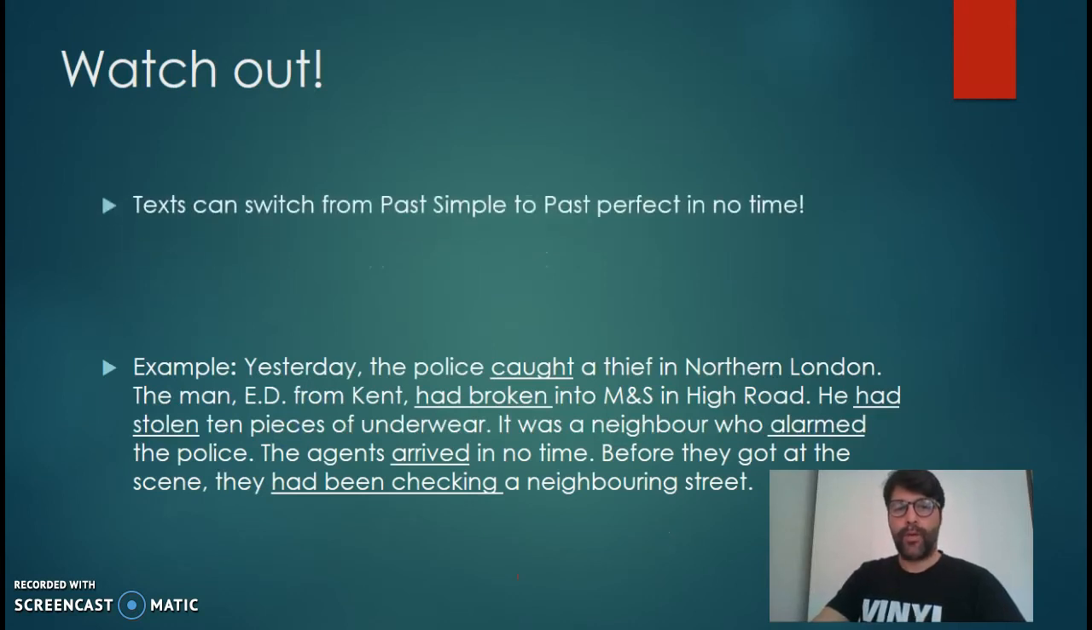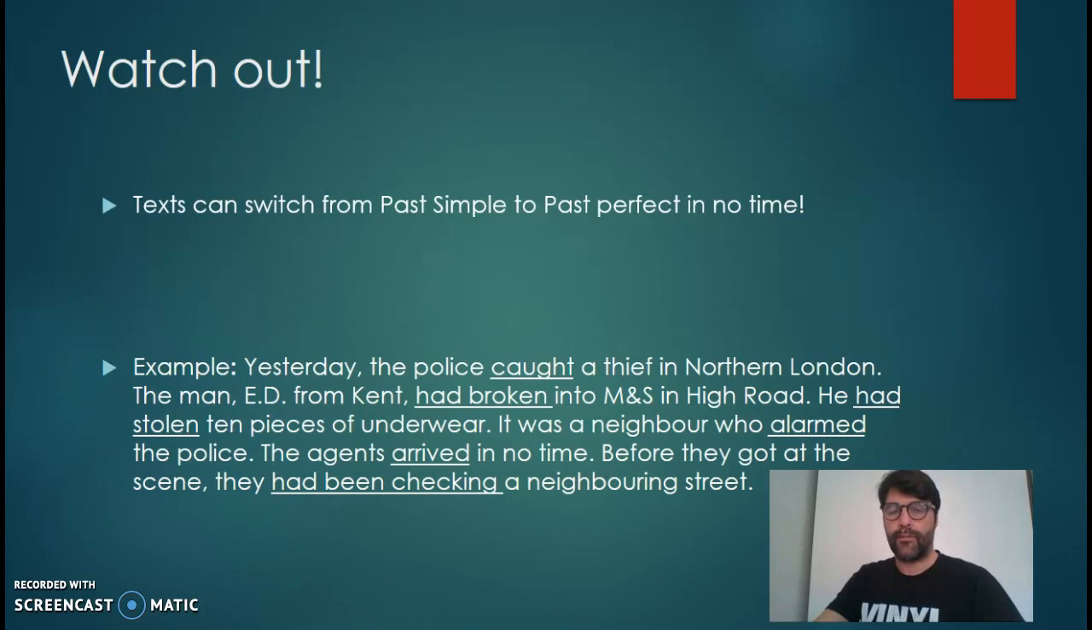The text can switch from past simple to past perfect in no time. Look at this text. Yesterday, the police caught a thief in northern London. The man, E.D. from Kent, had broken into M&S in High Road. That's Marks and Spencer, of course. He had stolen 10 pieces of underwear. It was a neighbor who alarmed the police. The agent arrived in no time. Before they got at the scene, they had been checking a neighboring street.